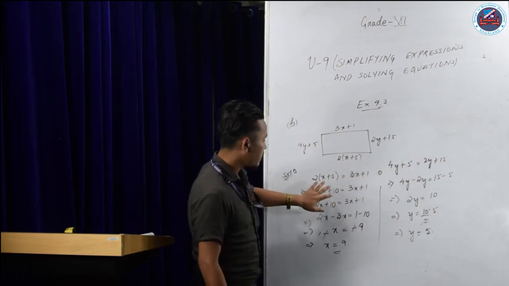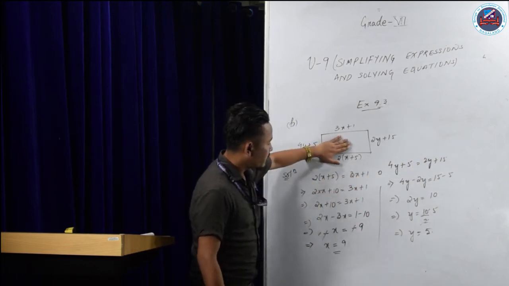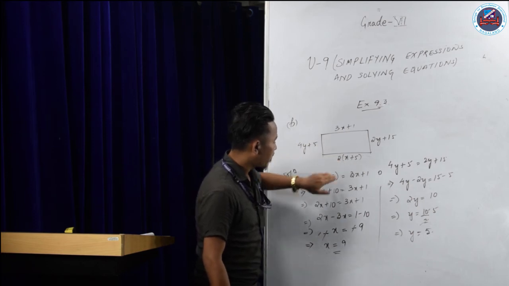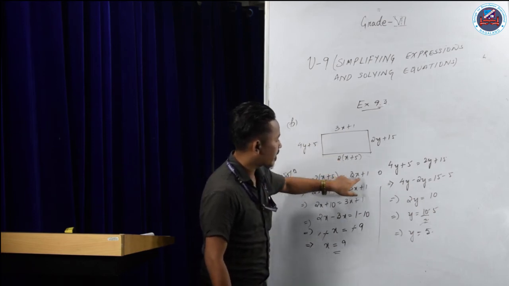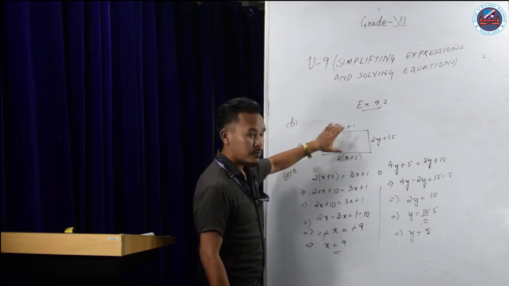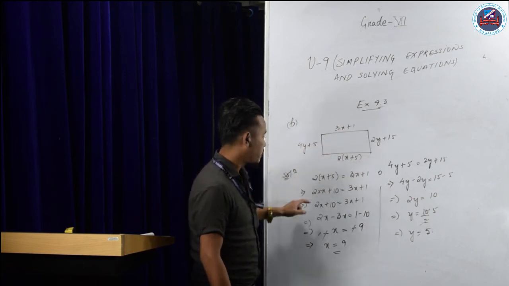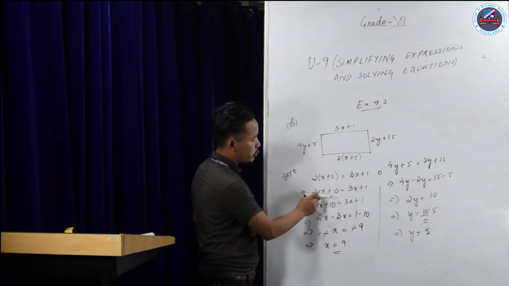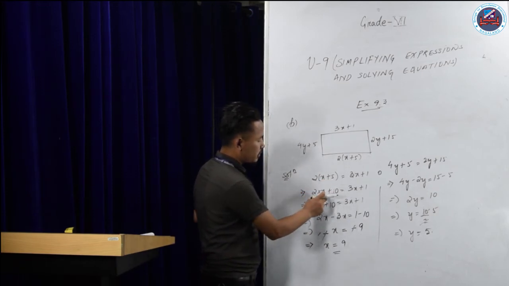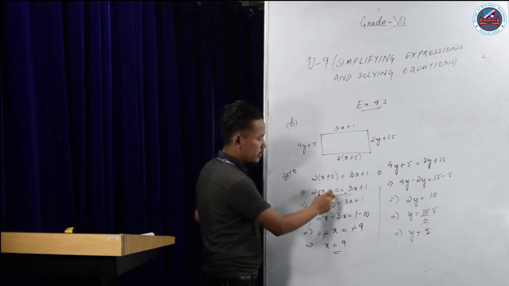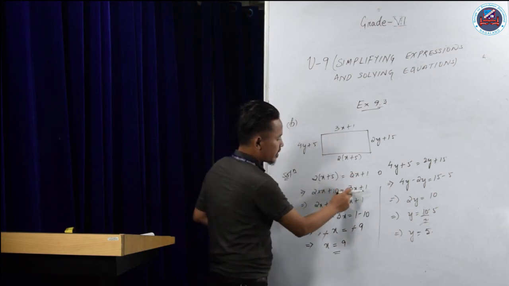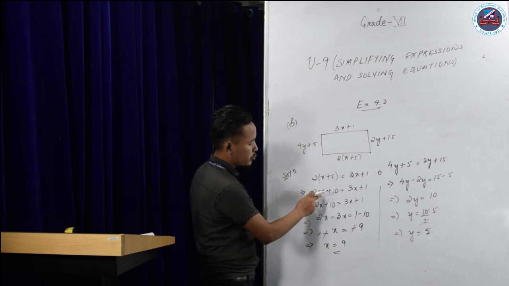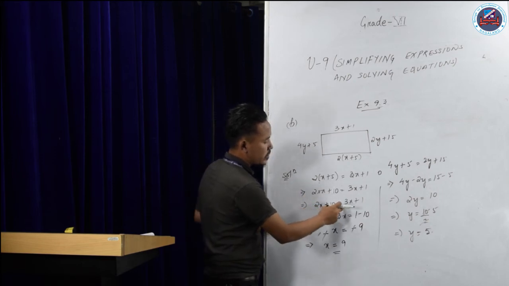As you can see on my left hand side, when we consider the length, 2(x plus 5) equals 3x plus 1. As I have said, it's a rectangle, the opposite sides are equal and parallel. What I did here was I removed the bracket, that is 2 into x plus 2 into 5 gives us 10. Here I get 2 into x, 2x plus 10 equals 3x plus 1.